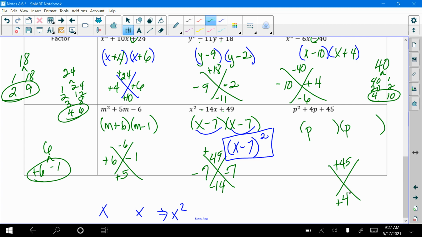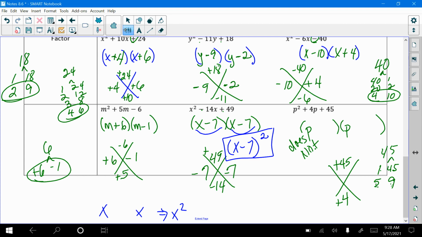So in this case, 45 would be 1 and 45, 3 and 15, 5 and 9. None of these are going to add up, because if I add these, I get 14, not 4. So this one does not work. I'm going to actually say does not factor.